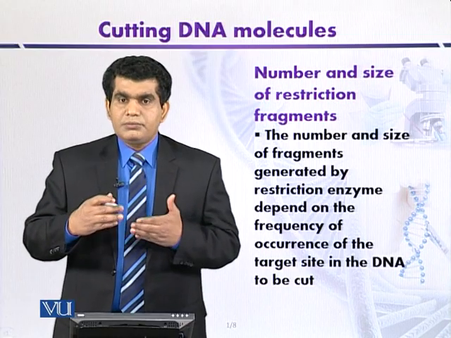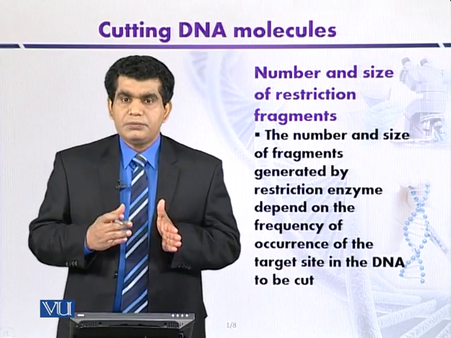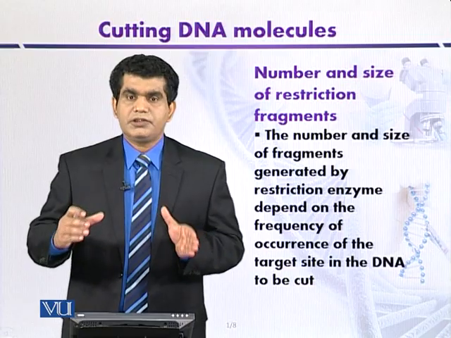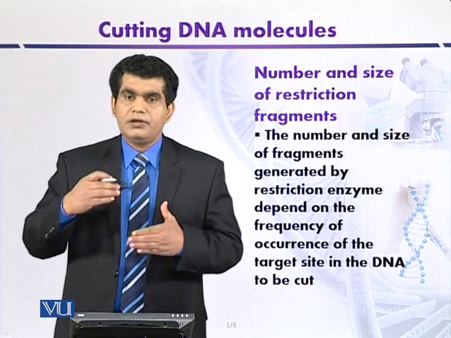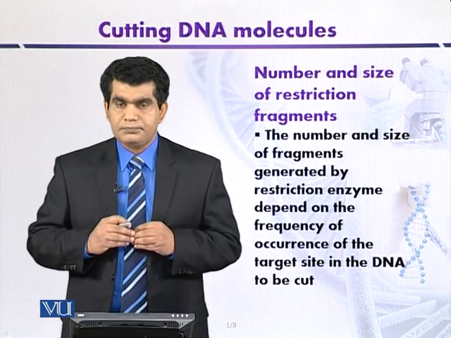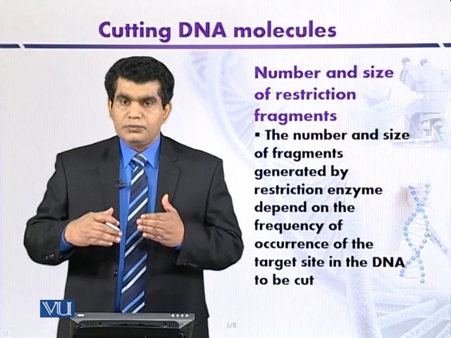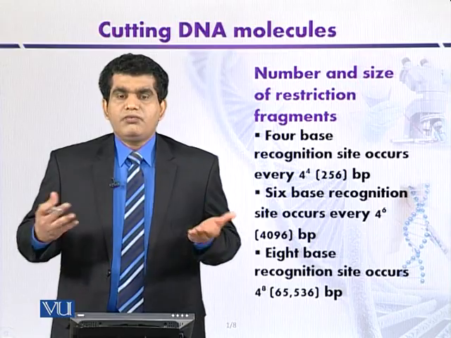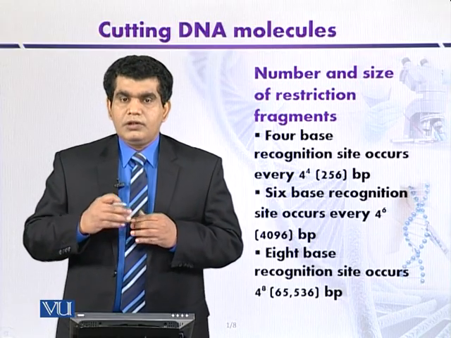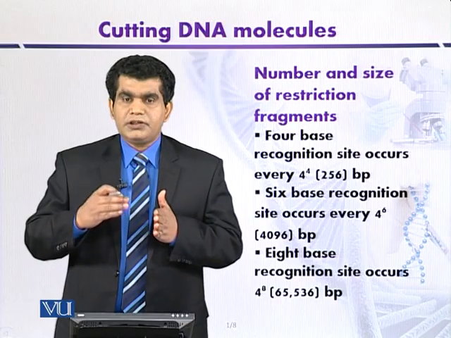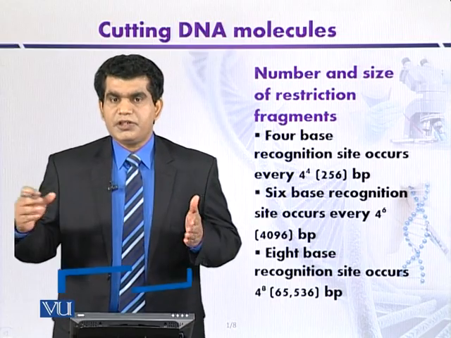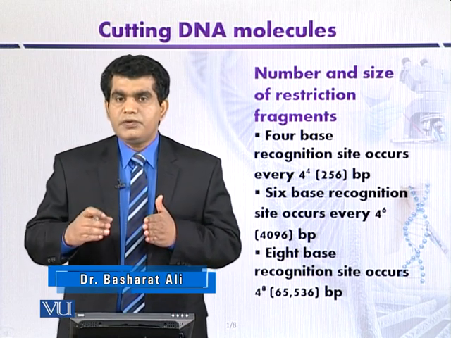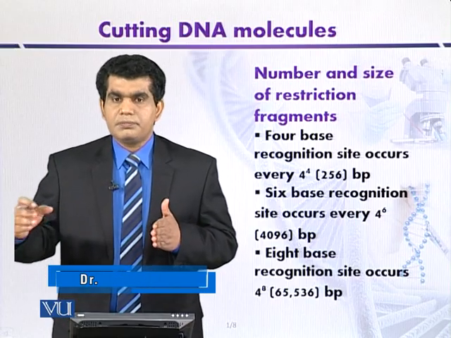If the GC content of the organism is, suppose, 50%, then we can assume that this may be the particular length of the fragments that will be generated with the digestion of a particular restriction enzyme. If the GC content is 50%, then in case of a 4 base pair sequence, there is possibility that it will be present after every 256 base pairs, 4 raised to the power 4. So in this way, after every 250 base pairs, this sequence will be repeated.